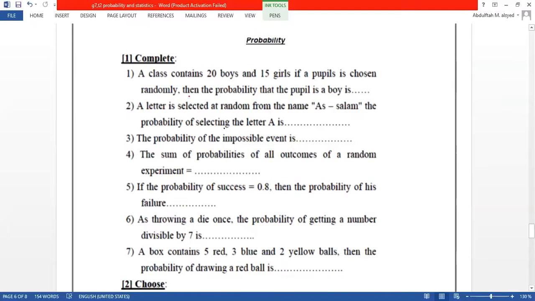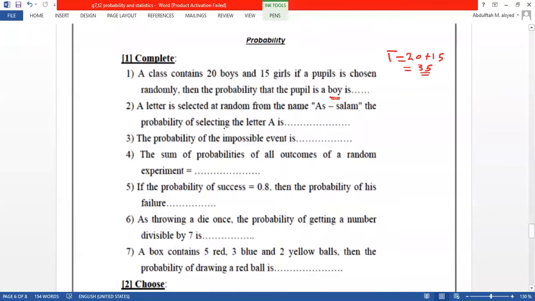A class contains 20 boys and 15 girls. If a pupil is chosen at random, what is the probability that the pupil is a boy? First, as we have mentioned, we have to find the total number of pupils. So the total number of pupils equals 20 plus 15 equals 35. This is the total number of pupils.